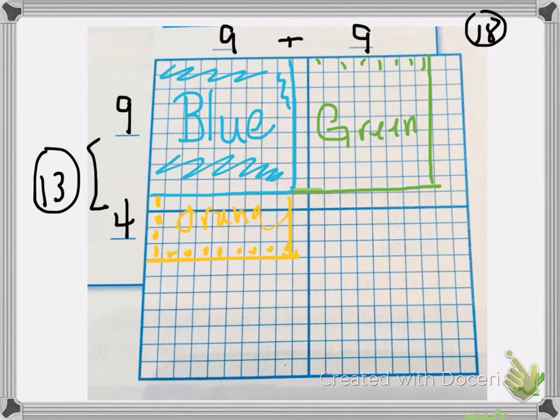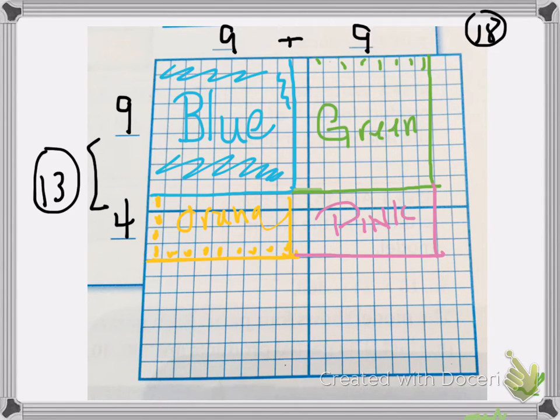And last I have my pink. So the pink area would be 4 times 9. 1, 2, 3, 4. This is my pink area. I guess I thought this was yellow over here. All right, so let's take a look. Here's my second model. So this is a possible model and partial products that I can use.